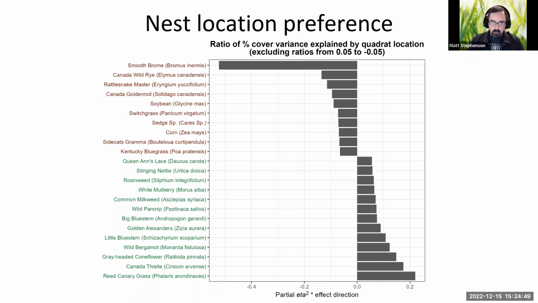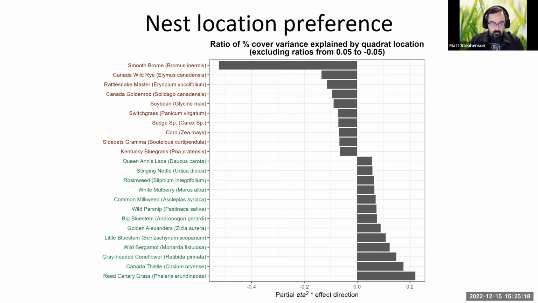On the bottom of this figure in green are the plant species that grassland nesting birds associated their nests with more often than you would expect given the commonness of the plant on the landscape. And a number of the species on this list, great-headed coneflower, wild bergamot, little and big bluestem, common milkweed, are stiff-stemmed plant species that have a growth form that are close enough together that they can support a bird nest.